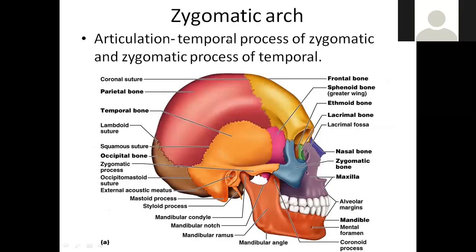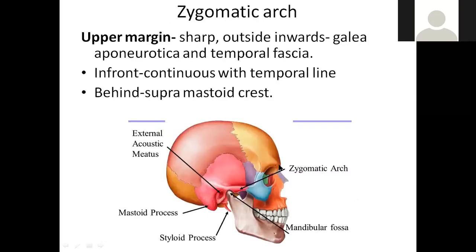This picture I have already shown you. And then I said this is the zygomatic arch. For articulation, we have the temporal process of zygomatic in blue color and the zygomatic process of temporal in orange color, coming from the temporal bone. This is the suture. Talking about the zygomatic arch, it has an upper margin which is sharp. Galea aponeurotica, the third layer of the scalp, gets attached over here. Not only that, the temporalis muscle is covered by temporal fascia, which also gets attached over here.